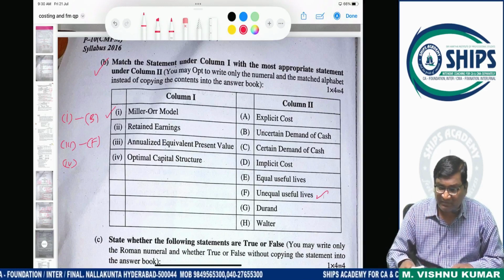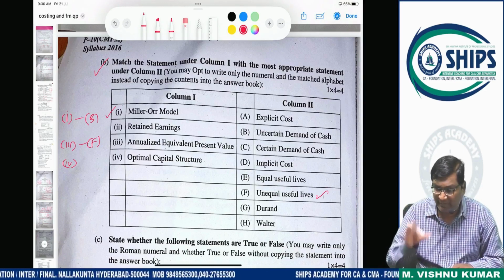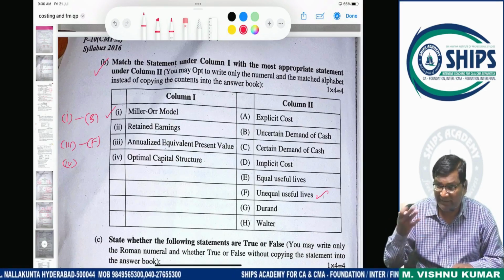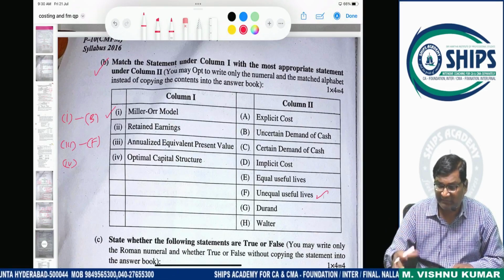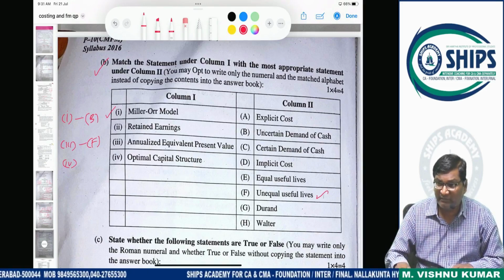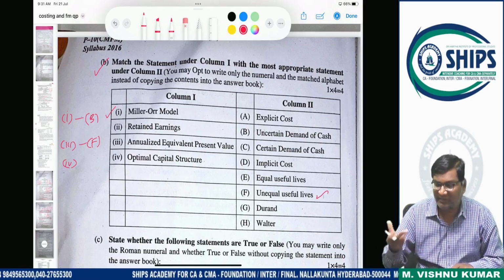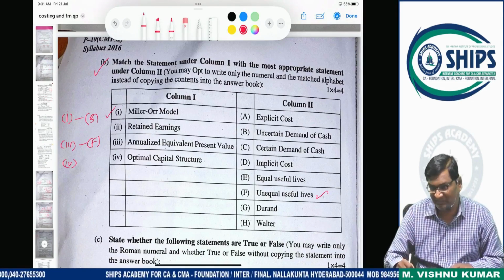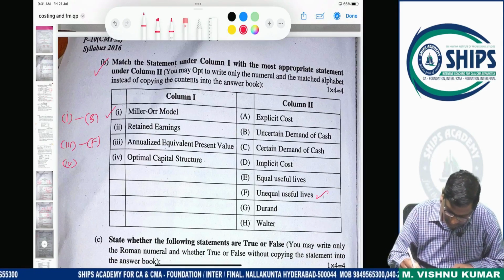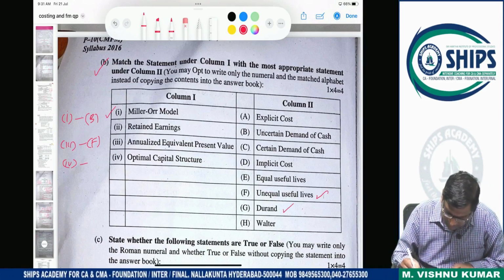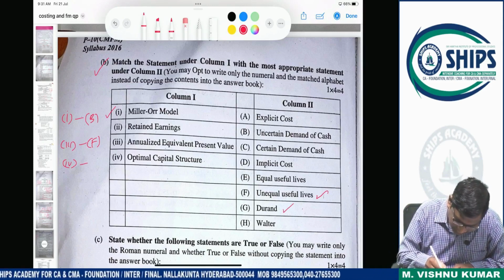So net income approach and net operating income approach were advocated by David Durand. David Durand. Traditional approach is advocated by Solomon Ezra, and Modigliani Miller, already Modigliani Miller. You have to remember names also sometimes. Optimal capital structure, answer is Durand. Answer is what? Durand. So G.